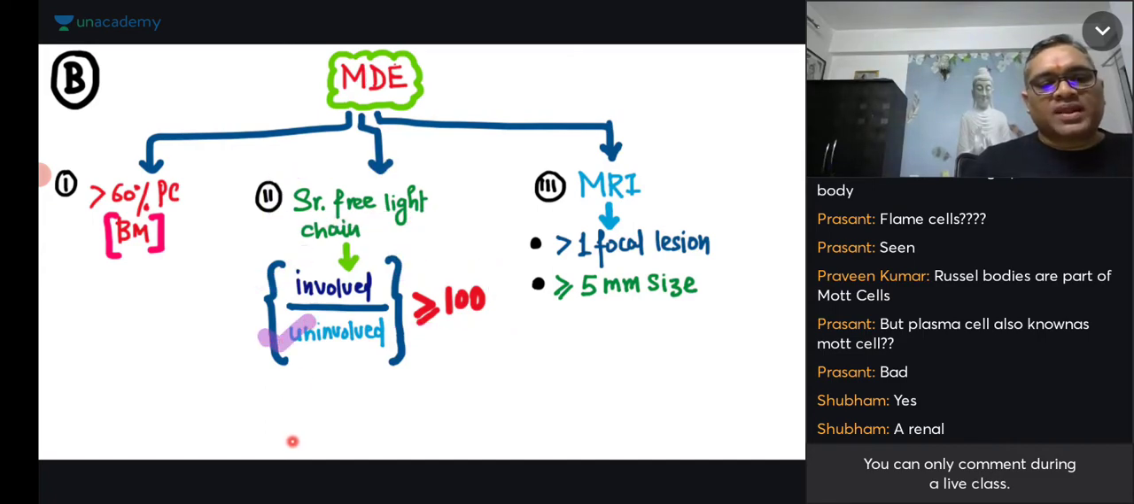We can remember it like this: I by U, involved by uninvolved. It should be more than or equal to 100 to say that serum free light chain is increased. And the third thing is MRI.